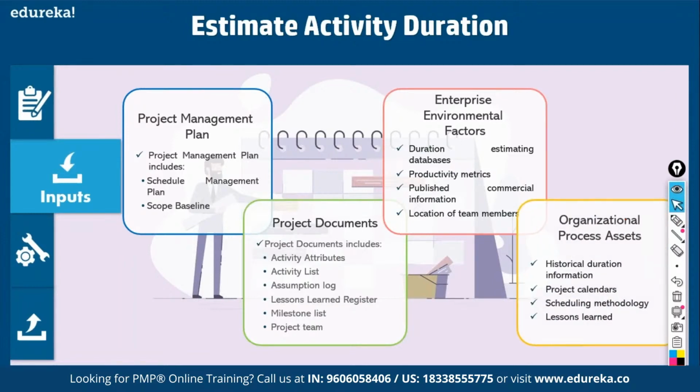Then comes organizational processes, historical duration. This is information from earlier projects, which you can use. Project calendar. What is a project calendar? If a project is running on 2 shifts, you'll have 2 project calendars. 3 shifts, 3 calendars. So you have to plan schedules in all the calendars, isn't it? Then scheduling methodology. You have the precedence diagramming method, activity on node, so many methods, critical path, critical chain. You can decide what has to be applied. Fine.